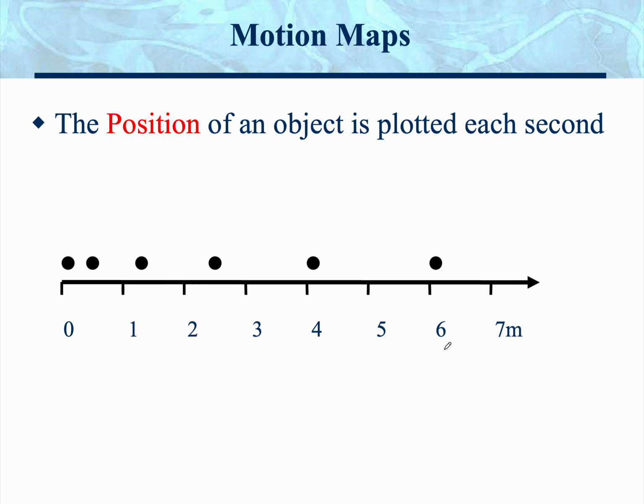Physicists tend to be lazy. They won't actually draw people or the object every single point. They'll simply draw a dot to represent the position of the object every single second. Is this object speeding up or slowing down? I assume that most of you will say, oh, it's speeding up. Why? Because the distance between each one of these dots is getting greater and greater. But this is with the assumption that the object is heading this direction.